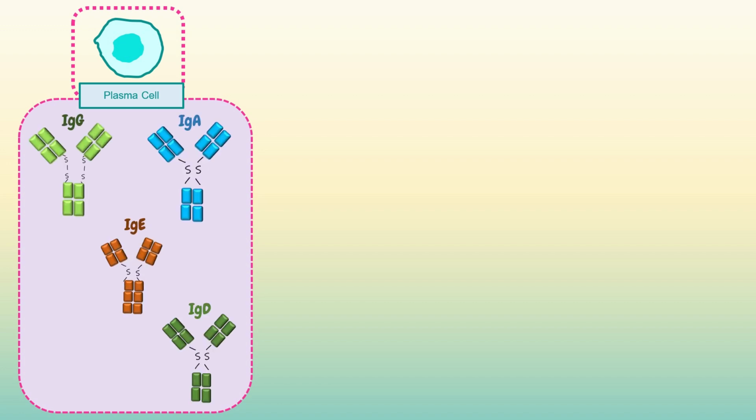As we know, B cell develops into plasma cell. These B cells are secreted as antibodies. When they are attached to B cell, they are called immunoglobulins, and when they are released, they are called antibodies. Immunoglobulins include immunoglobulin G, immunoglobulin A, immunoglobulin E, immunoglobulin M, and immunoglobulin D.